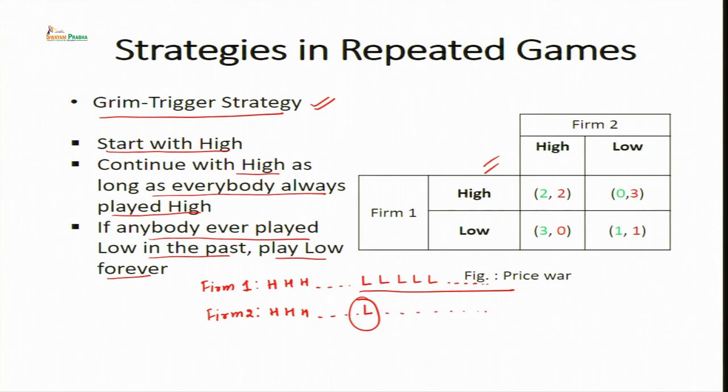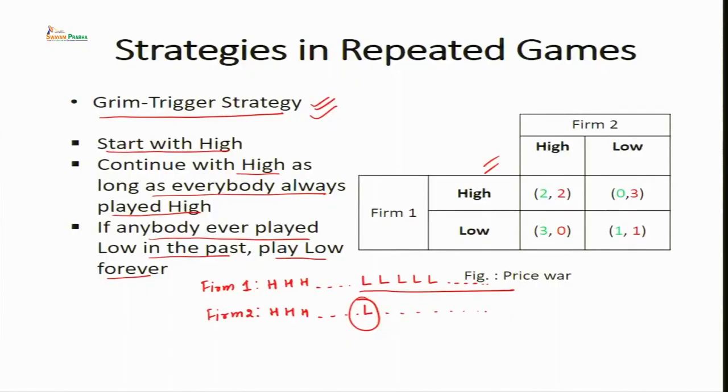We discussed the grim trigger strategy and the tit for tat strategy in the previous slides. When we study the evolution of cooperation in coming lectures on the basis of evolutionary game theory, we will use one of these strategies in those models. So, I think this is where I will stop.